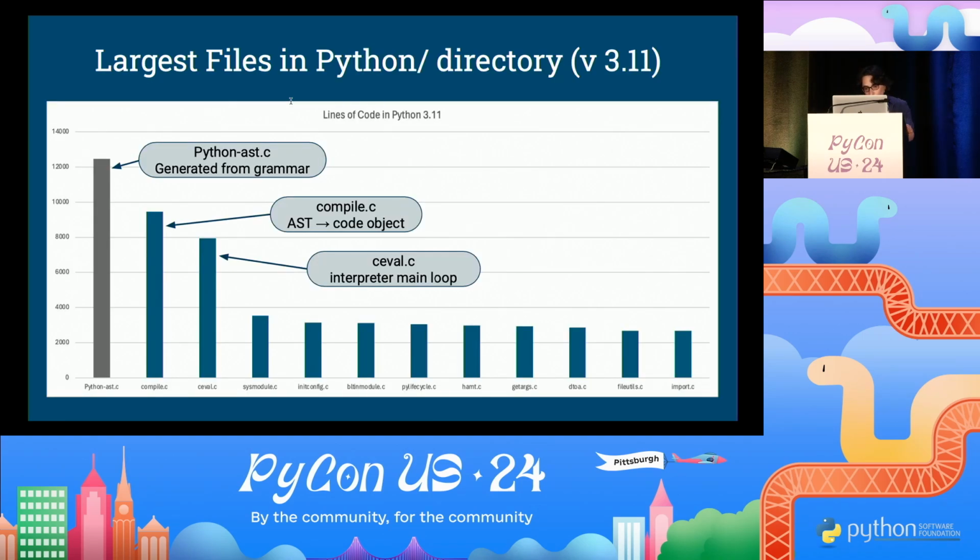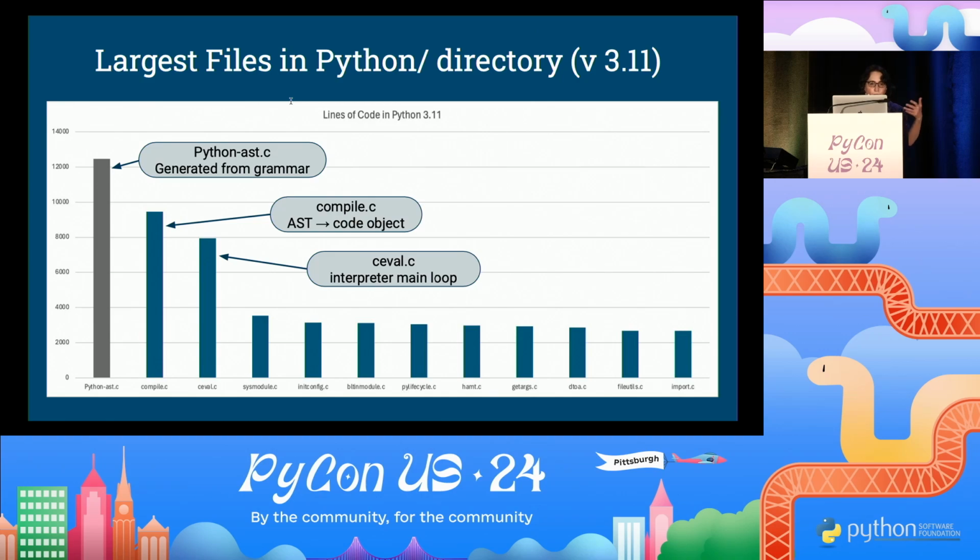So I want to convince you that improving the structure of the code of the compiler was a worthwhile effort. My point here is the compiler is a significant part of the Python code base. In 3.11, if you look at the largest files in the interpreter implementation, the largest is Python AST, which is the parser. I grayed it out because that's an auto-generated file.